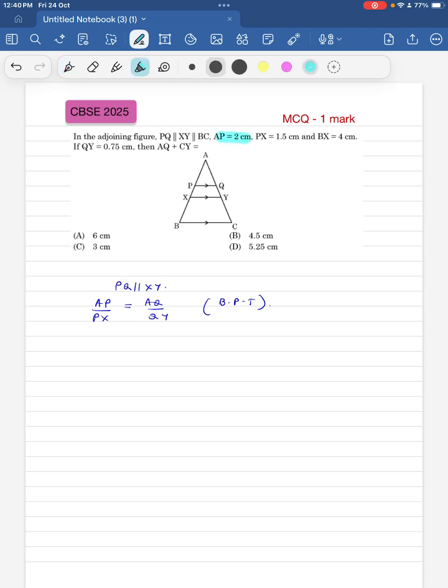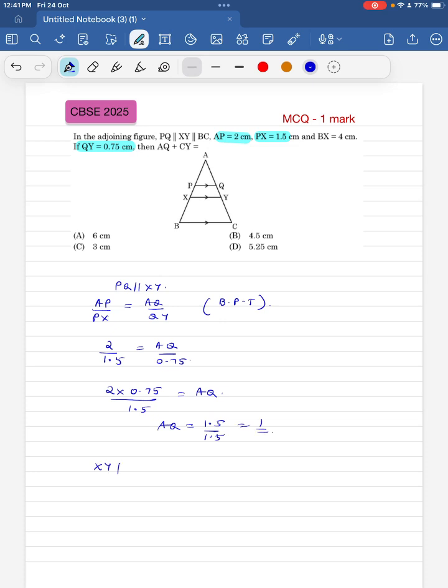Now they've given you the value of AP as equal to 2, PX is 1.5 and QY is given to be 0.75, from which we can find the value of AQ by substituting it in the above expression. So we have 2 divided by 1.5 is equal to AQ divided by 0.75. Let me cross multiply. So I would have 2 times 0.75 divided by 1.5 is equal to AQ. Or the value of AQ is equal to 1.5 by 1.5, which is 1.